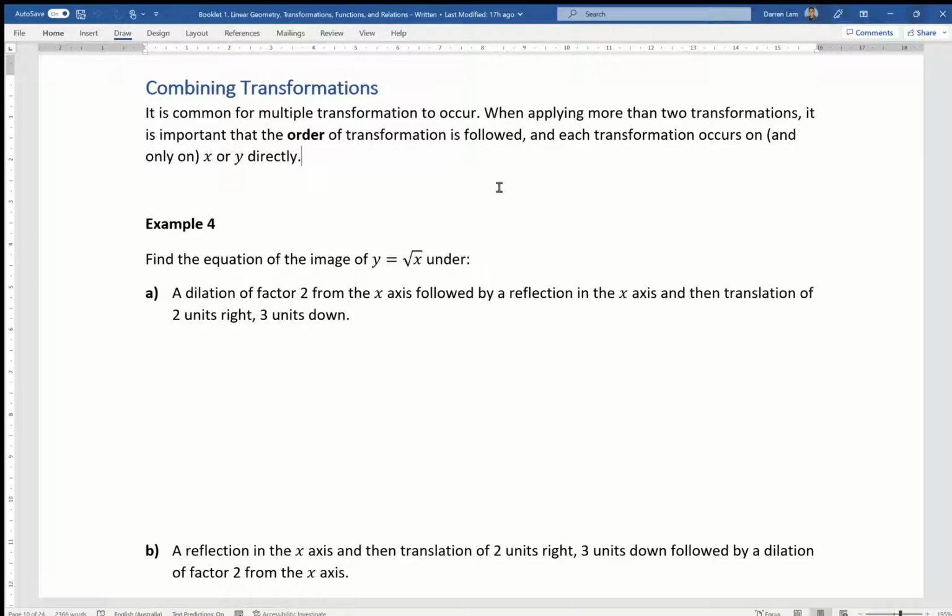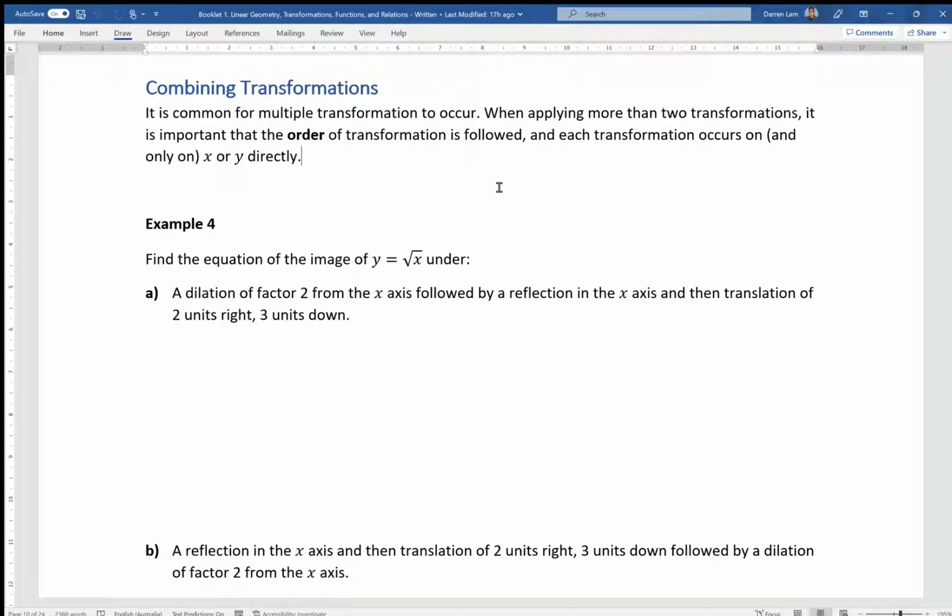I mentioned this last lesson. It's very important which order we apply them in, because a translation and then a dilation can be very different to a dilation and then a translation. And also obviously whether it occurs on X and Y. We're going to continue using that terminology in the X-axis or along the Y-axis, etc. Please make sure you try your best to understand it.